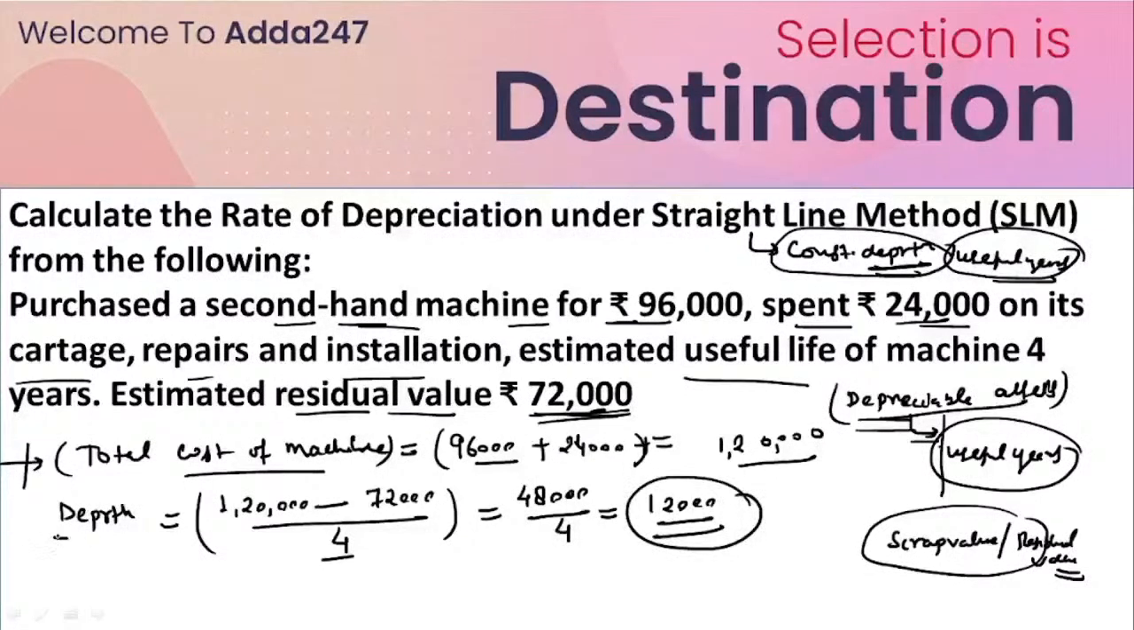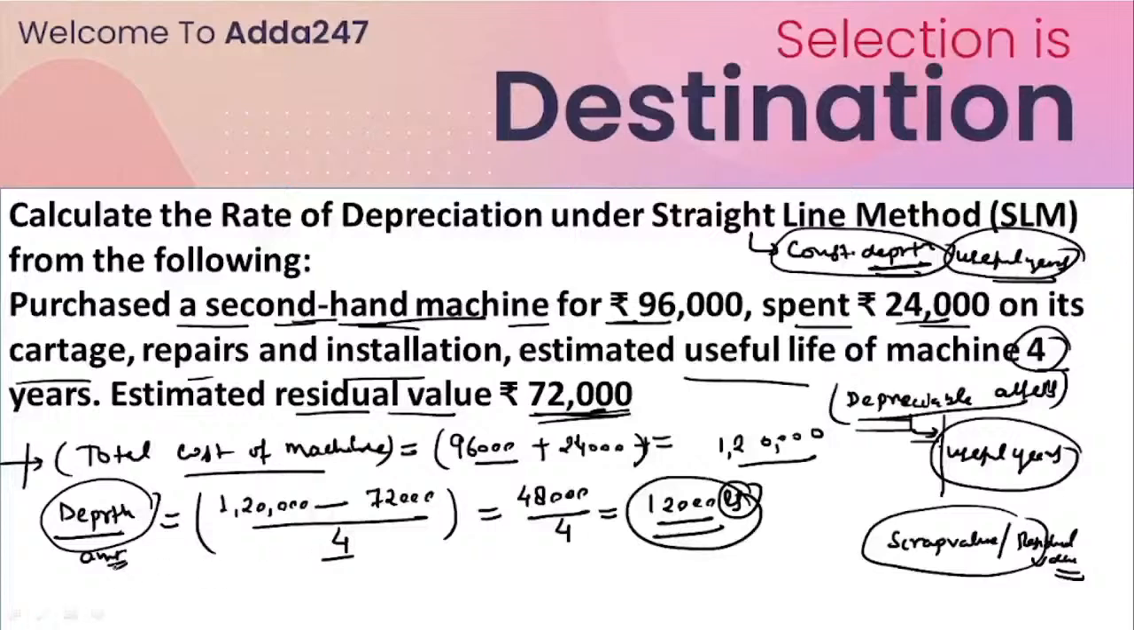So this is your depreciation amount. 12,000 rupees will be depreciated for that machine, or that second hand machine, for every useful year. Here 4 years are given, which means 12,000 rupees will be depreciated in the first year, 12,000 in the second year, 12,000 in the third year, as well as the fourth year. That is known as your depreciation amount.